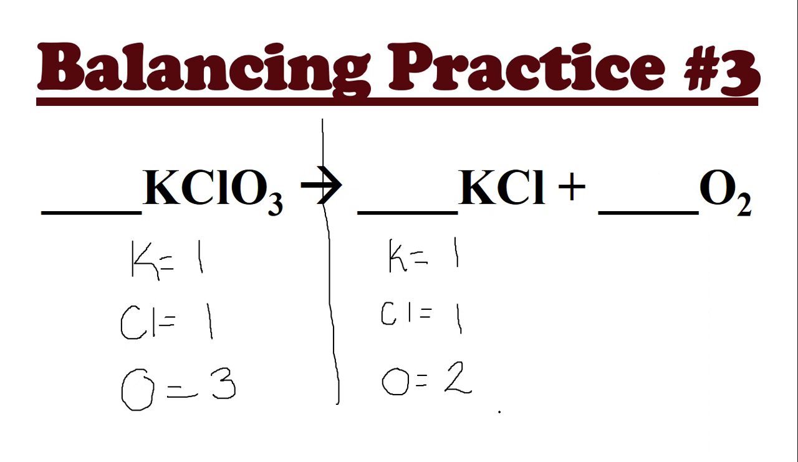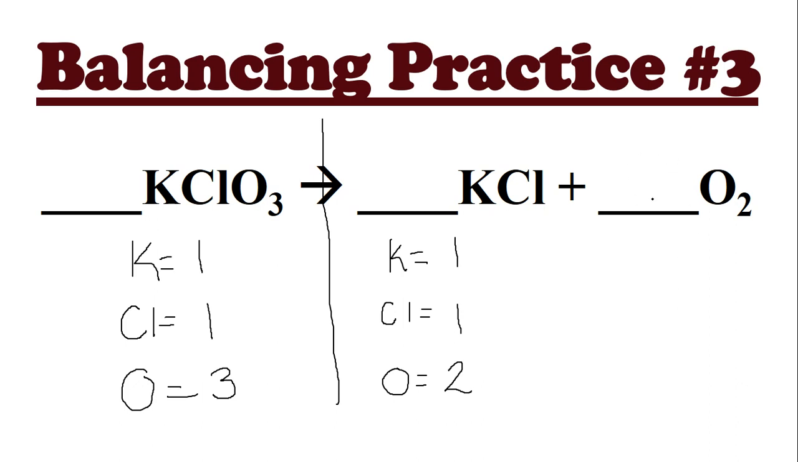We need to start with the O's, and on the right side, the O's are the smallest. But is there a whole number that we can place in front of O to multiply by the 2 to get to the 3? I hope you said no. And there's no whole number times 3 to get to 2. When this happens, you're looking for a number that they both can share. 2 times 3 is 6, and 3 times 2 is 6. So your goal now is to get O to be 6.